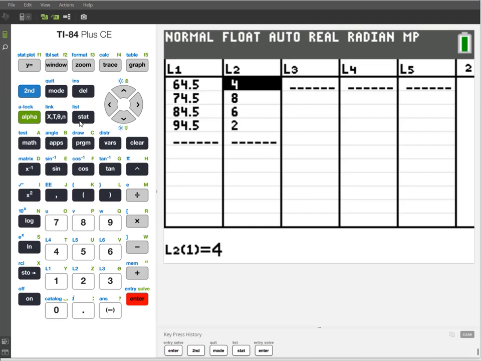Okay, so take a minute, pause the video if you need to, and follow along and type these lists into your calculator. Okay, now that you have those lists in your calculator, we are going to go to one-var stats.